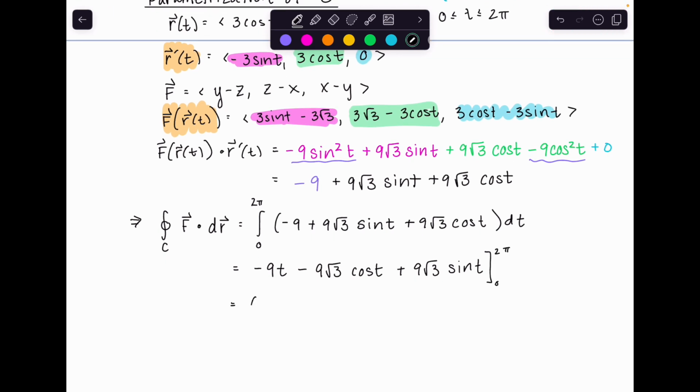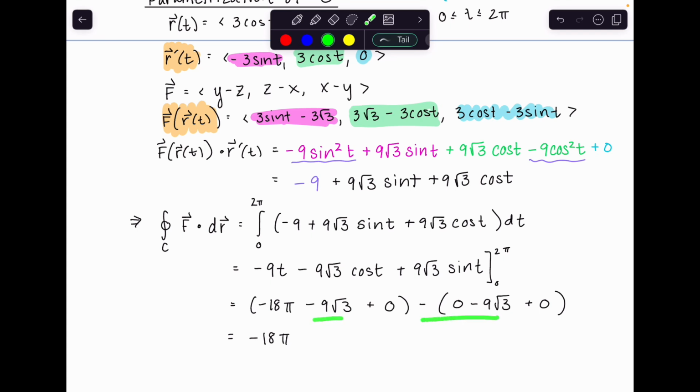So plugging in 2 pi gives us negative 18 pi. Cosine of 2 pi is 1, so this is negative 9 root 3. And sine of 2 pi is 0. Plugging in 0 gives us 0. Cosine of 0 is 1. So that gives us minus 9 root 3, and sine of 0 is 0. So this gives us negative 18 pi. Then you have minus, and this turns into a plus.